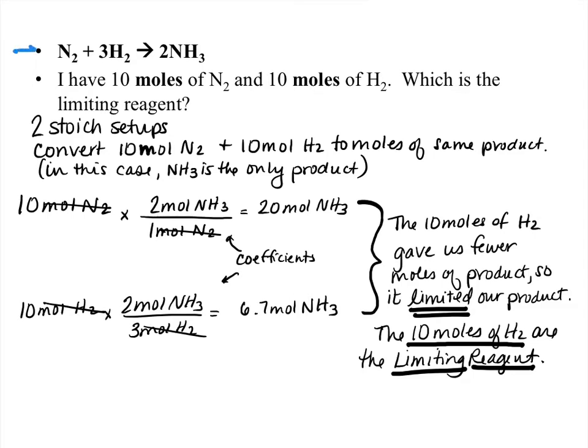So I have a balanced chemical equation, nitrogen reacting with hydrogen to form ammonia. And remember that the coefficients in the balanced equation indicate the mole ratios in the reaction. So in my scenario, I have 10 moles of nitrogen and I have 10 moles of hydrogen. So I'm going to figure out which is the limiting reagent here. So I'm going to do 2 stoichiometry setups. I have 10 moles of nitrogen to start, which is what's given to me in my problem, and I also have 10 moles of hydrogen to start. So I'm going to run 2 parallel problems here.